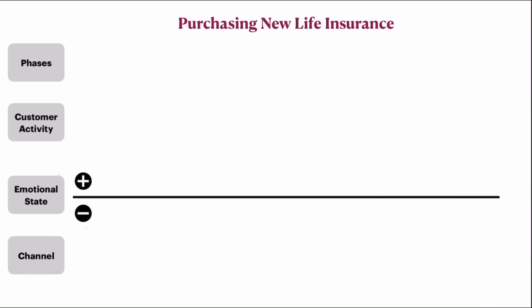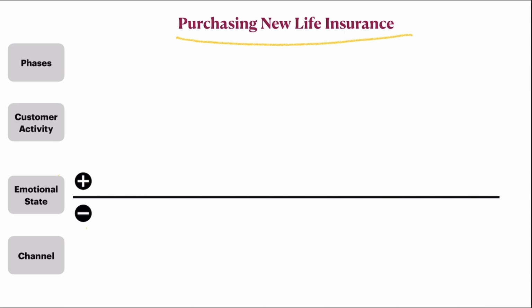And for this customer journey map, I have decided to focus on the value stream where somebody is going to be purchasing a new life insurance policy. And again, I picked this one because, like I mentioned, it's a pretty emotionally charged experience. And of course, it's where money will be ultimately generated for the company.